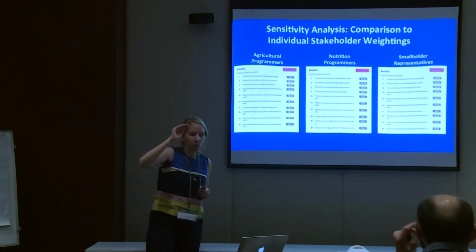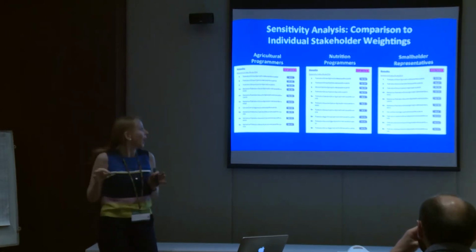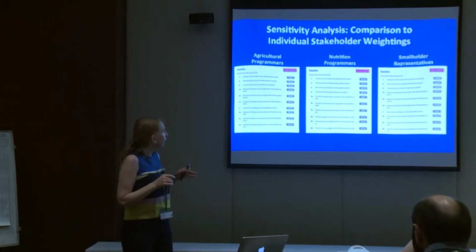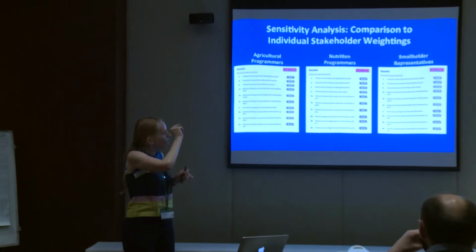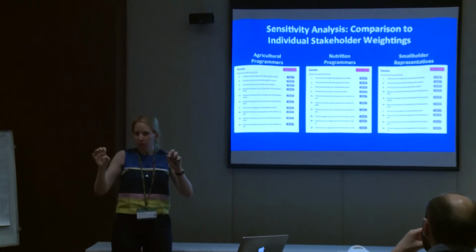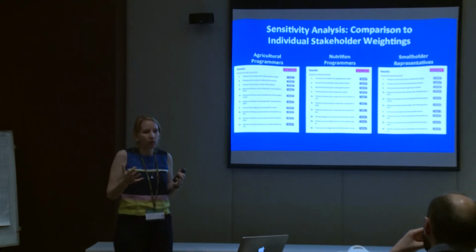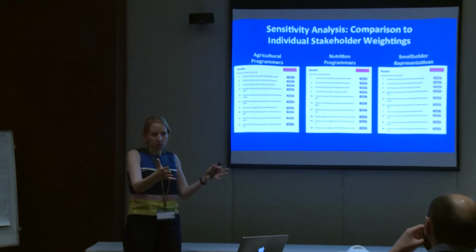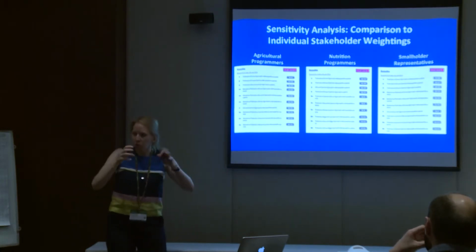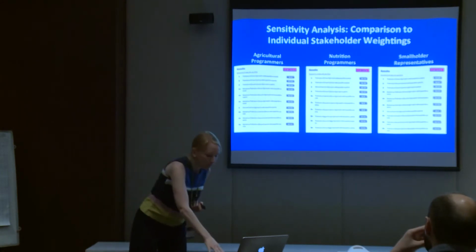And then you can put in the weightings from the individual stakeholder groups and see how their results would change. In this particular group, the number 1 option stayed the same, but from 2 onwards there was a little bit of difference. So this is another thing to really explore with stakeholders and say, okay, your results got this and your results got this. What would you be willing to compromise on? How different are they? How similar are they?